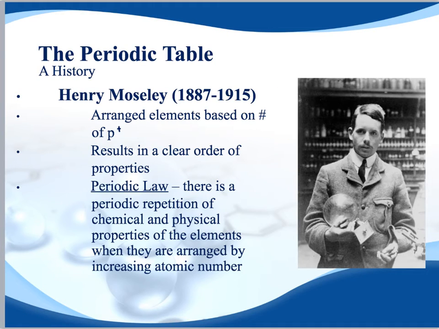And sort of the final piece to this, putting things in the order they are today, was done by Henry Moseley, an English guy. He didn't live too long, 1887 to 1915, if you notice that date there. He died in the First World War. Henry Moseley arranged elements based on the number of protons. So finally they're in order of atomic number. This was 1912, 1913, shortly before the First World War broke out. So it's kind of a shame we lost him as a scientist to that.